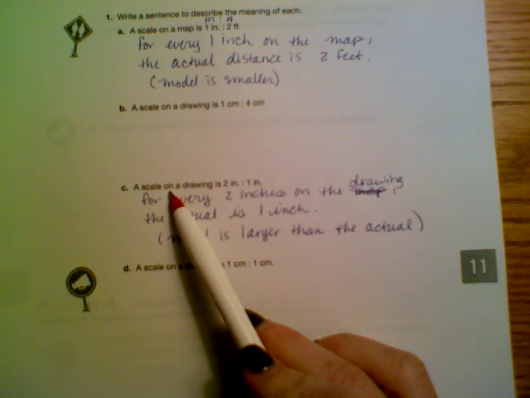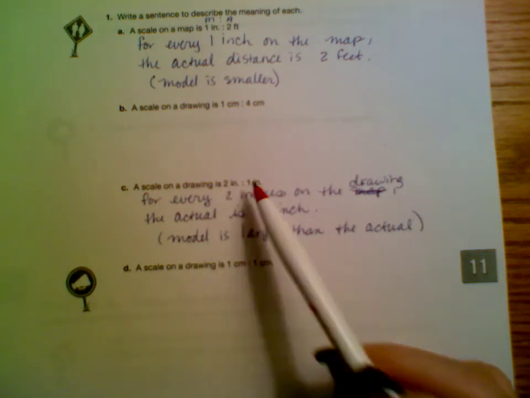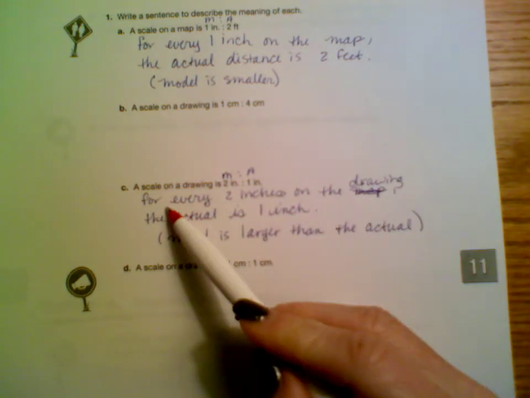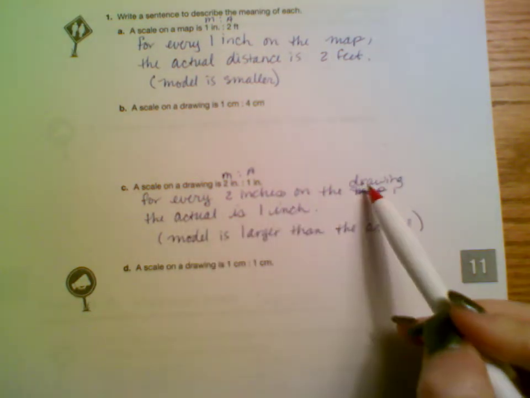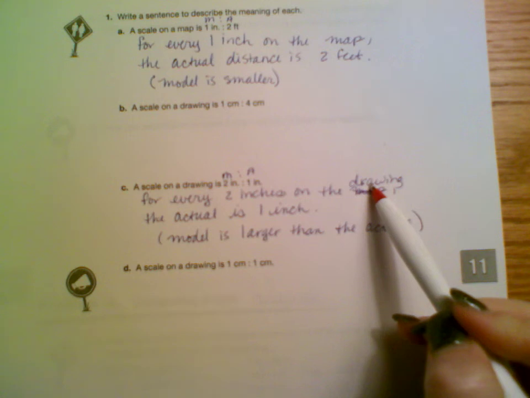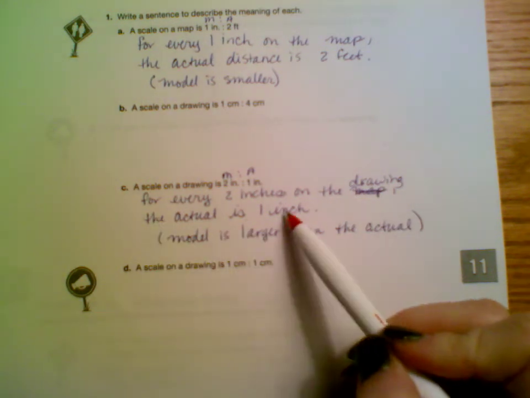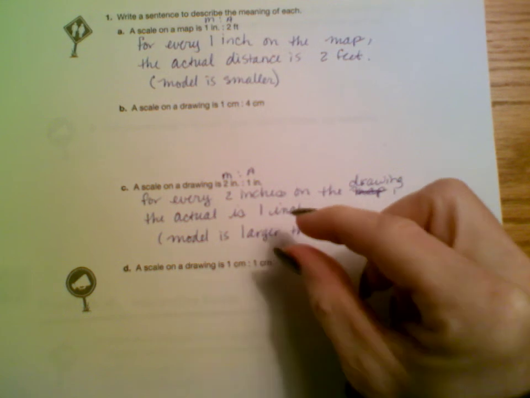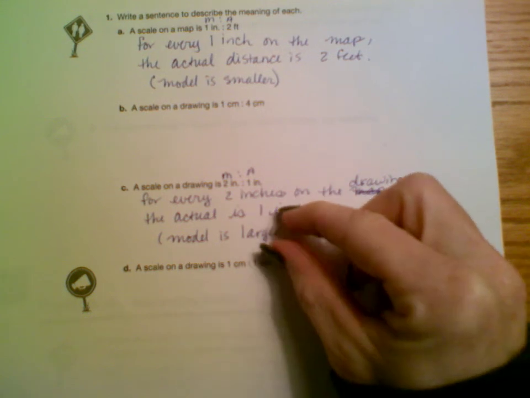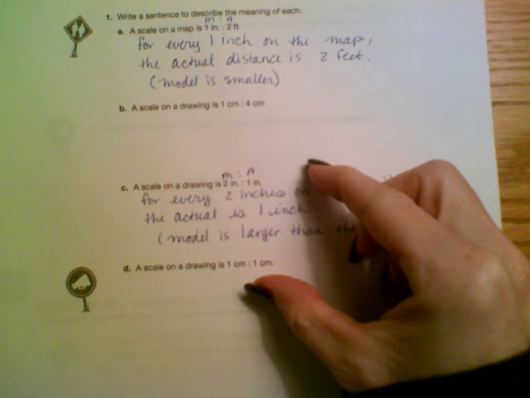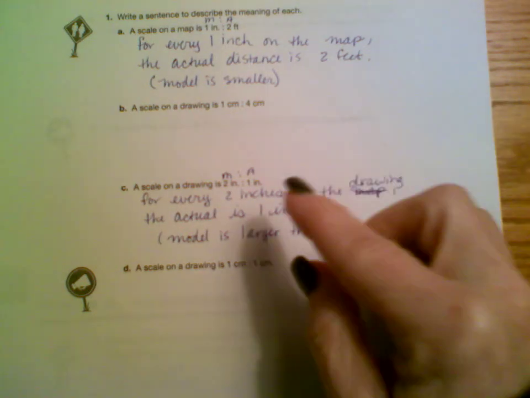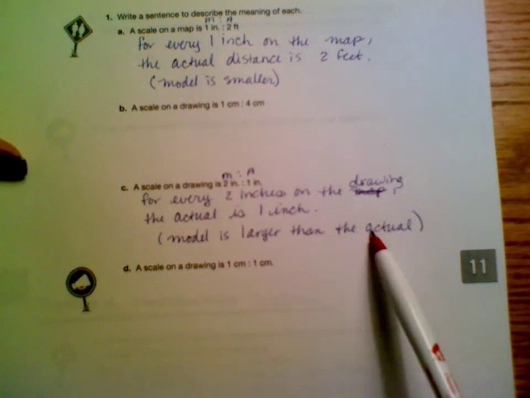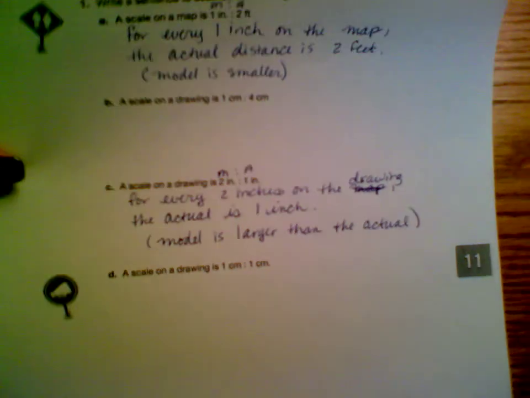Here, they're telling me a scale on a drawing is 2 inches to 1 inch. So again, this is model to actual. So that means for every 2 inches on the drawing or on my model, the actual is 1 inch. So if I think about that, if the actual is 1 inch and the model shows it as 2, I'm actually enlarging something. My model is bigger than my actual. And that's going to be something we have to really be able to identify in this lesson.